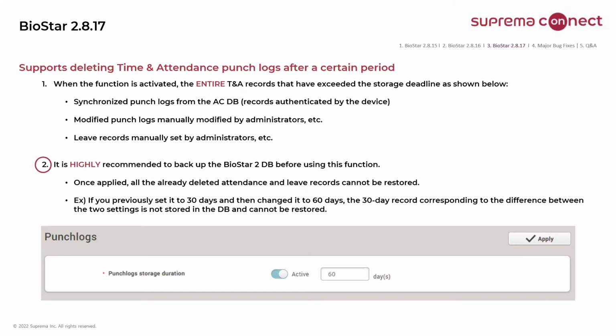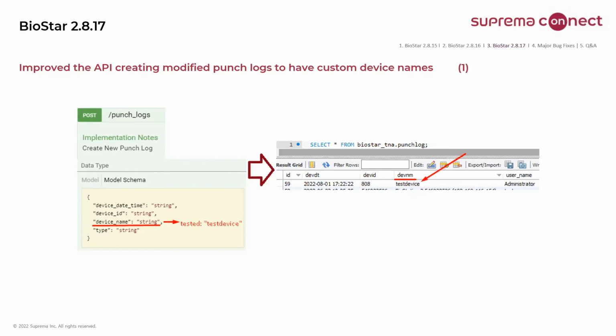It is highly recommended to back up the BioStar 2 database before using this function. Once applied, all the already deleted attendance and leave records cannot be restored. For example, if you previously set it to 30 days and then change it to 60 days, then the 30-day record corresponding to the difference between the two settings is not stored again in the database, and Suprema also cannot restore them.